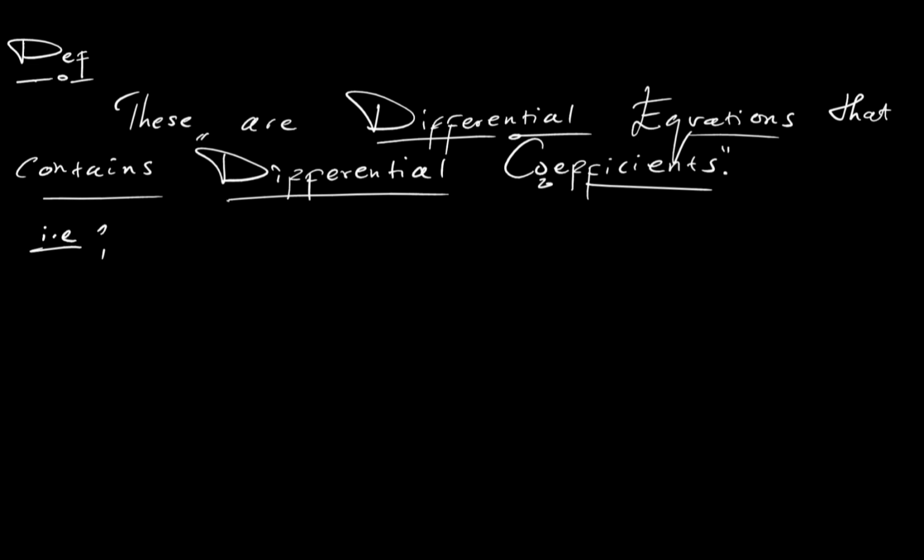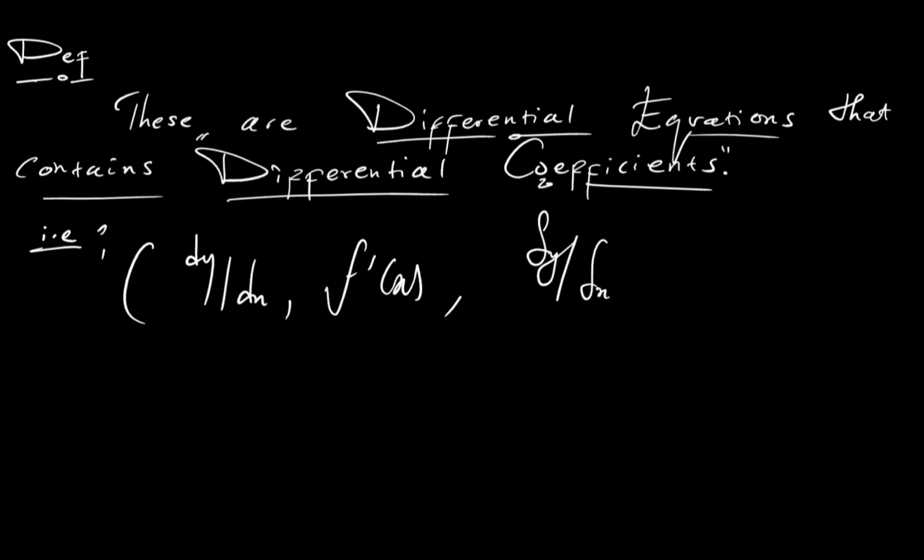So differential coefficients are dy over dx, or it could be f prime of x, or even a delta y over delta x symbol. Now, there are many forms of notation that people would use to show that it's a differential coefficient, but these are the most common ones that you would find.